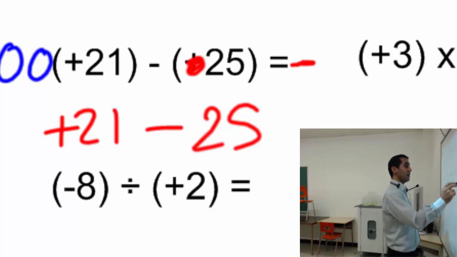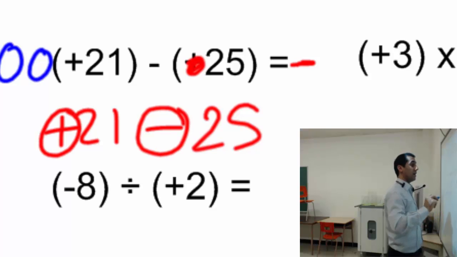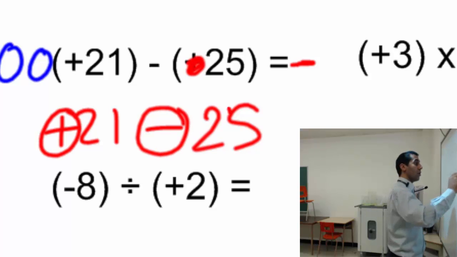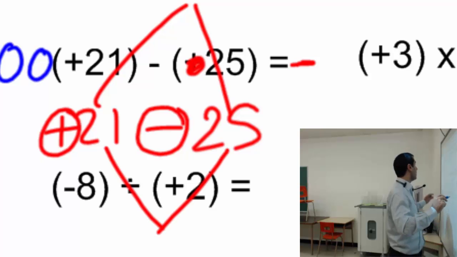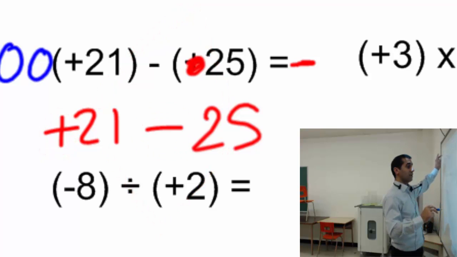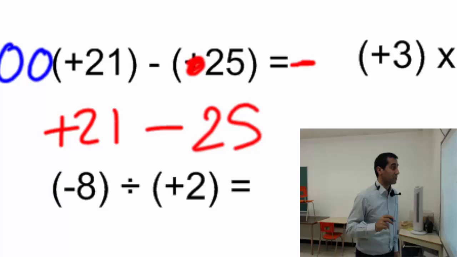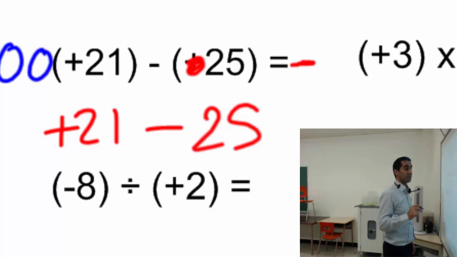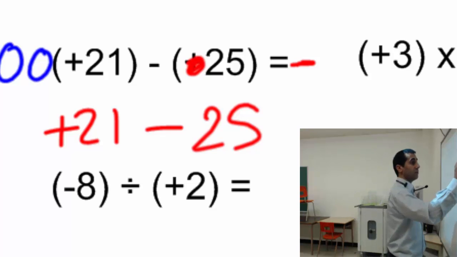And because signs are different, now I'm about to decide to go up or go down. Because the signs are different, I'm gonna go down. I'm gonna subtract from the big number, 25 minus 21. That will give me 4.